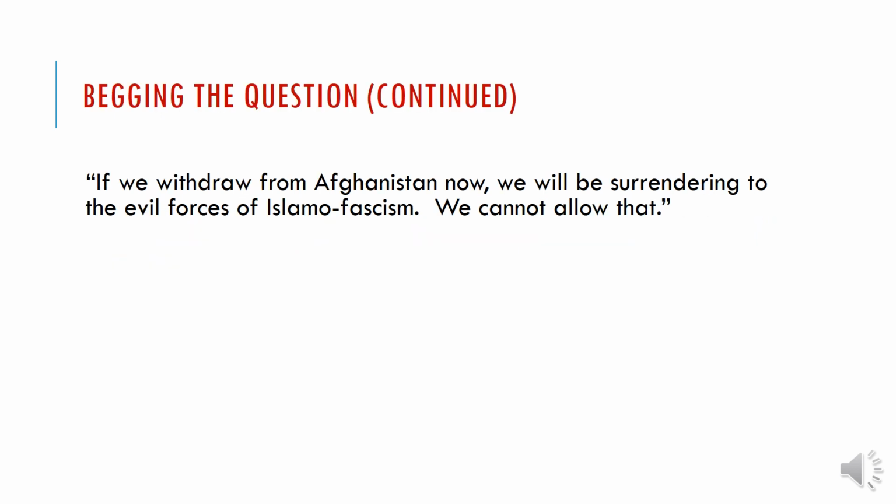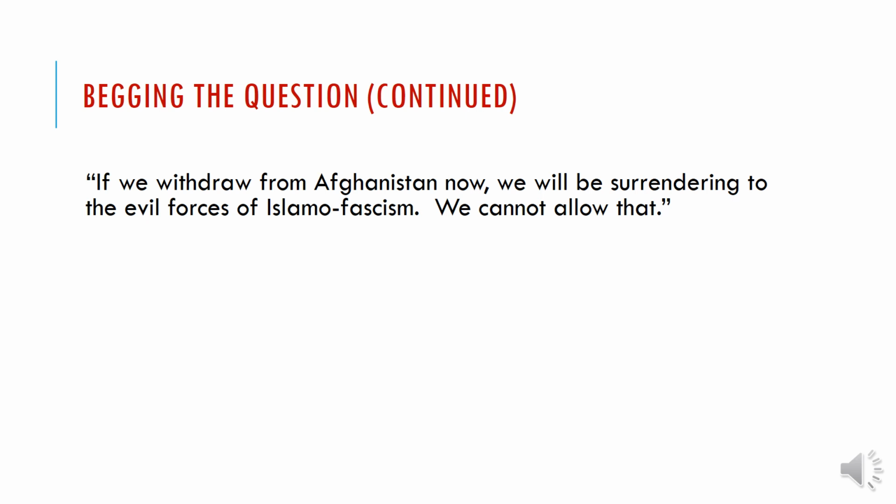Take this argument, for instance. If we withdraw from Afghanistan now, we will be surrendering to the evil forces of Islamofascism, and we cannot allow that. Now, for this argument, we need to accept the premise that if we withdraw from Afghanistan now, we will be surrendering to the evil forces of Islamofascism. Now, I might not agree that that is necessarily the case, and because you are not proving that that is the case, but instead using this as a premise to prove that something else is the case, I needn't accept your argument without you first proving that your premise, this controversial premise, is true.